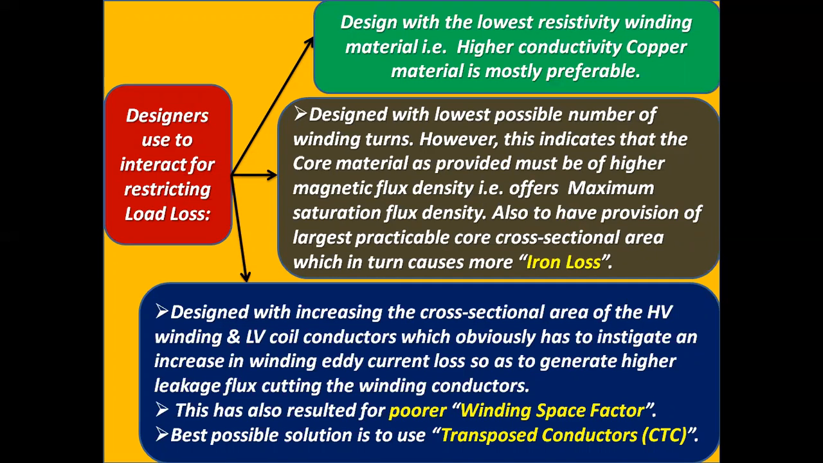Design with the lowest resistivity winding material, that is higher conductivity copper material, is mostly preferable. Design with the lowest possible number of winding turns. However, this indicates that the core material provided must have higher magnetic flux density, that is, offer maximum saturation flux density, and also provide the largest practicable core cross-sectional area, which in turn causes more iron loss.